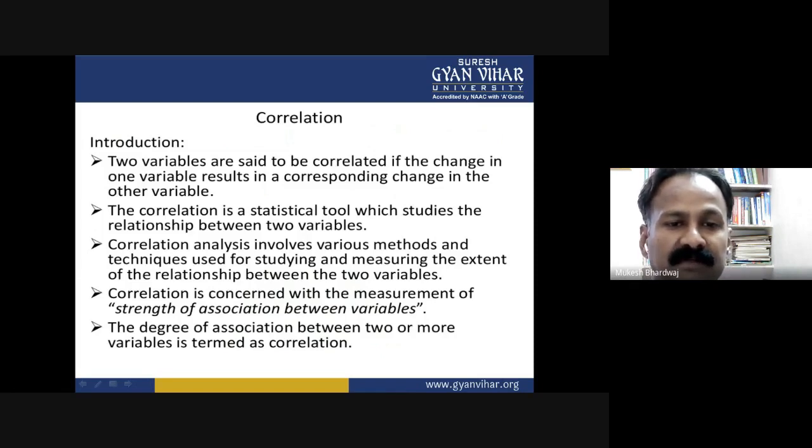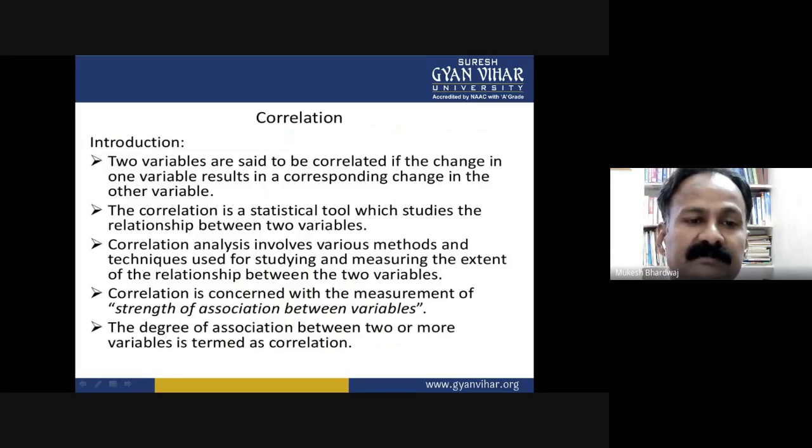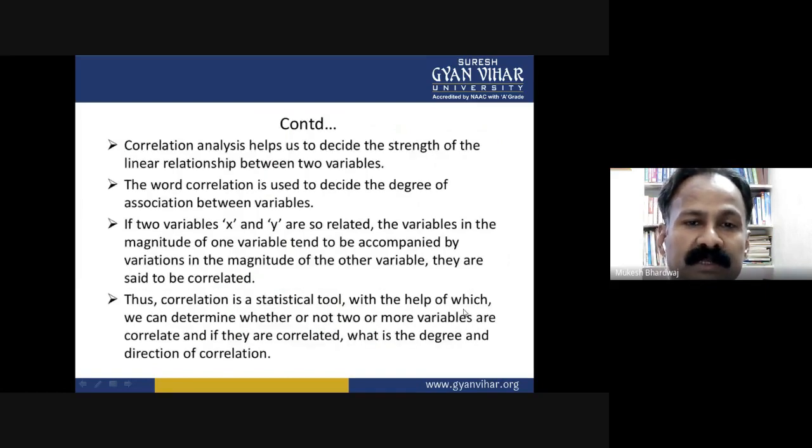Correlation is concerned with the measurement of strength of association between variables. The degree of association between two or more variables is termed as correlation. Correlation analysis helps us to decide the strength of the linear relationship between two variables. The word correlation is used to decide the degree of association between variables.